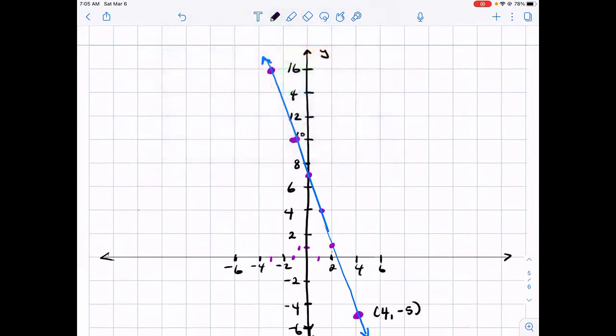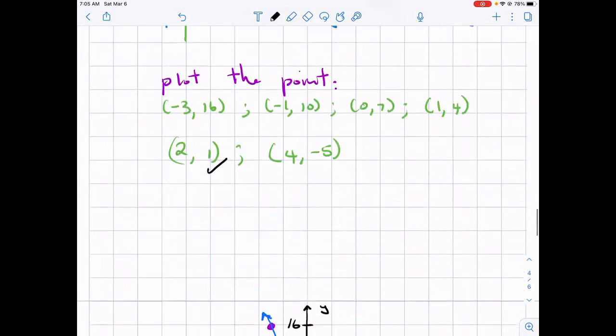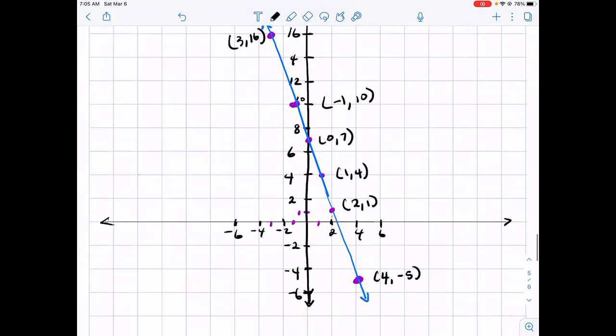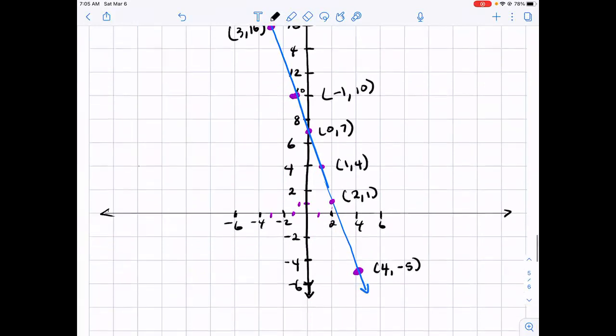So let's write them in now. So here we have (2, 1). This is the point (1, 4). This is the point (0, 7). This is the point (-1, 10). Let's just make sure that that was the point, yes. And this is the point (-3, 16). So just to show you where those points are, it's very important that when you graph the line, you must write the equation.